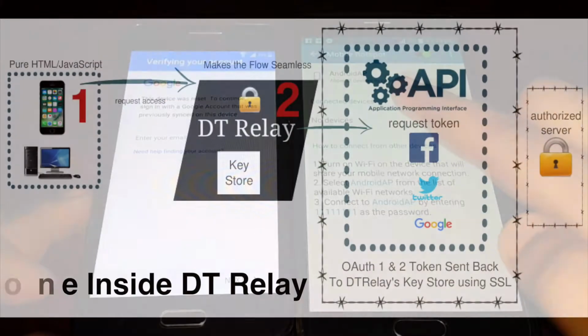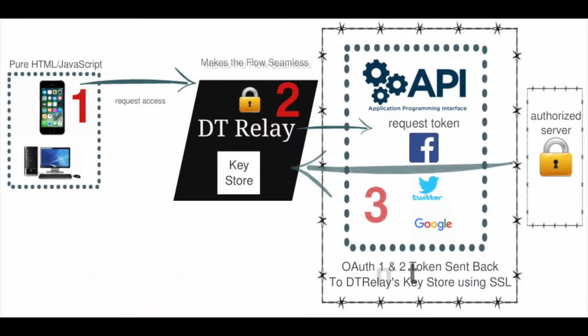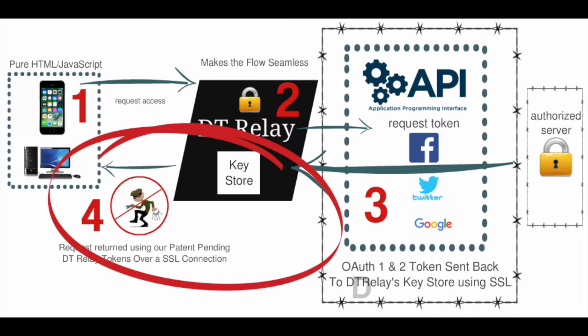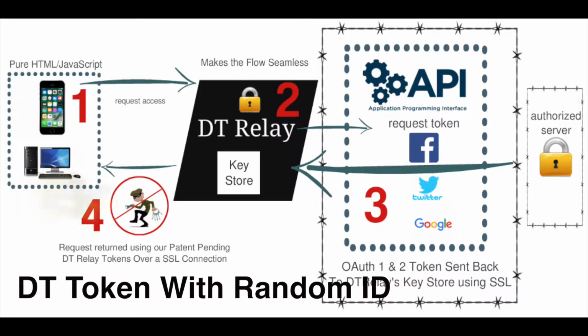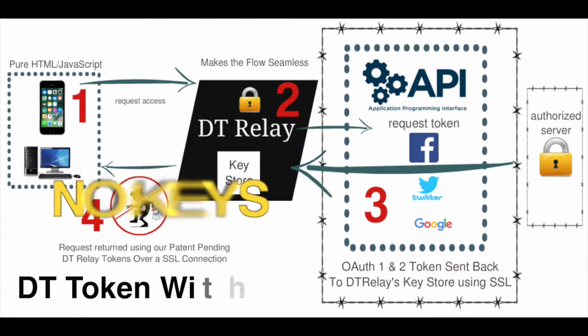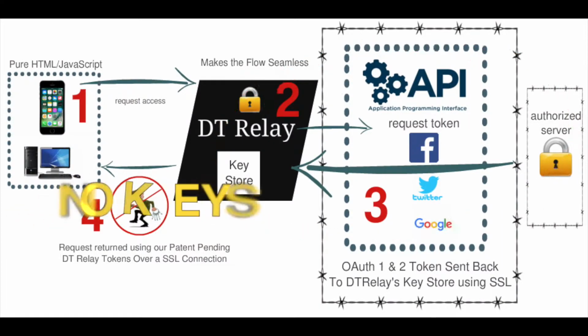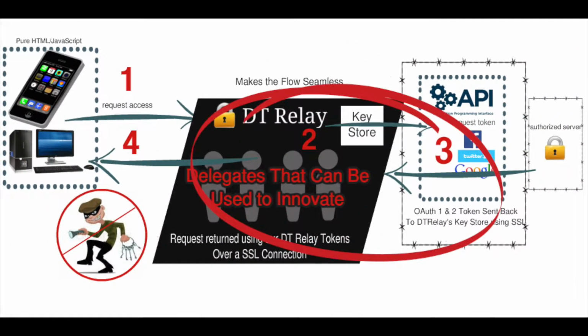Let me explain. All that token process can still be done behind the scenes inside of DTRelay, but the security token is never sent back to the device requesting it. Instead, we relay a token that is sent with a random identifier that can never be deciphered by a hacker. Therefore, the hacker never gets access to the security tokens because they are never sent back to the client. This is all done behind the scenes where the hacker cannot get access.